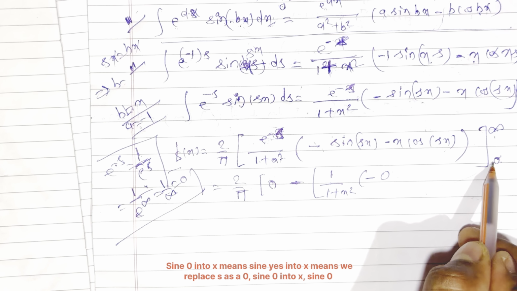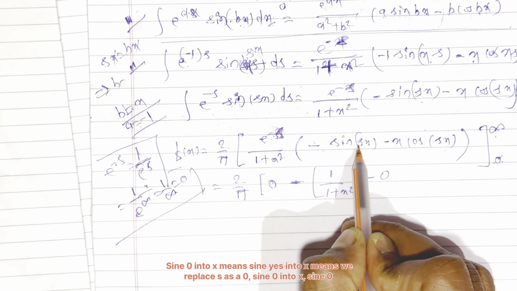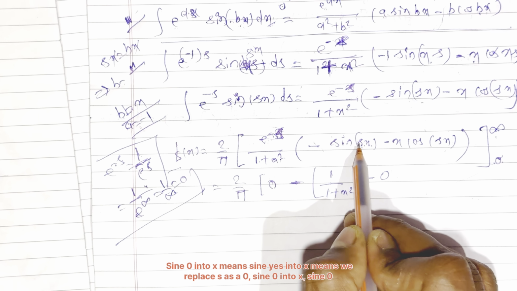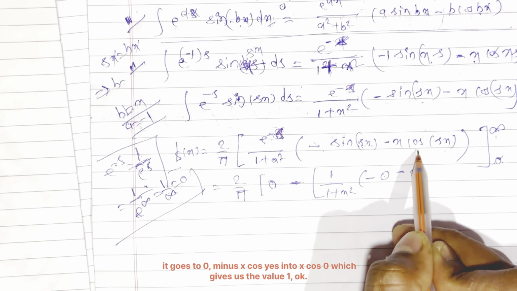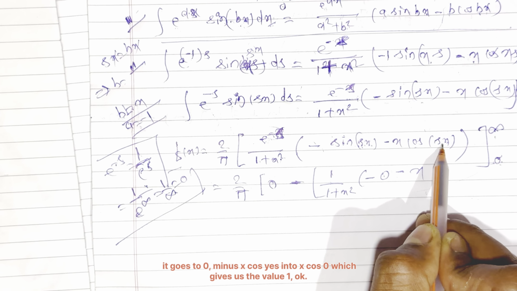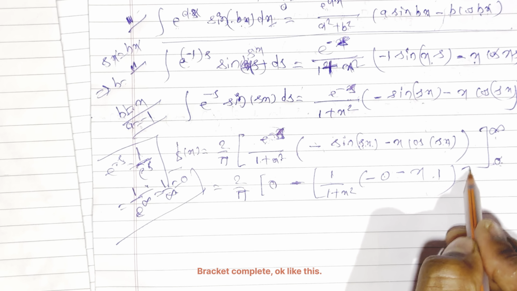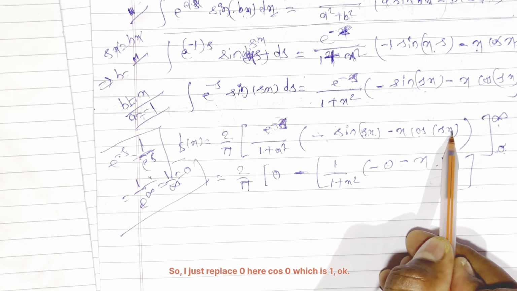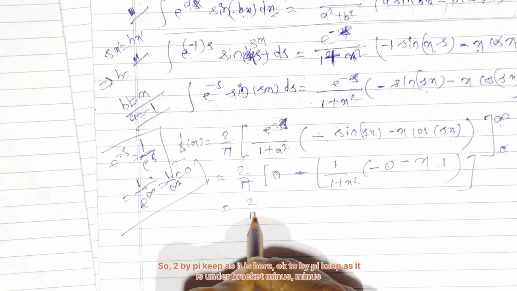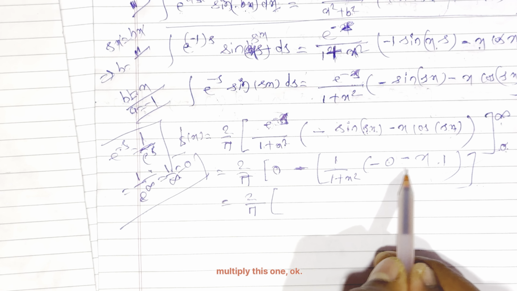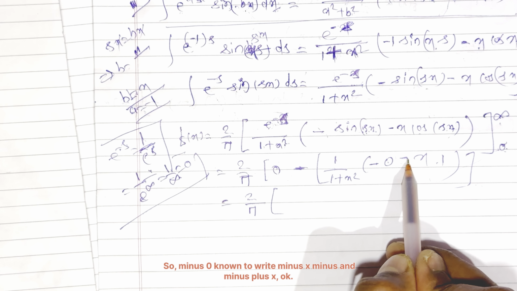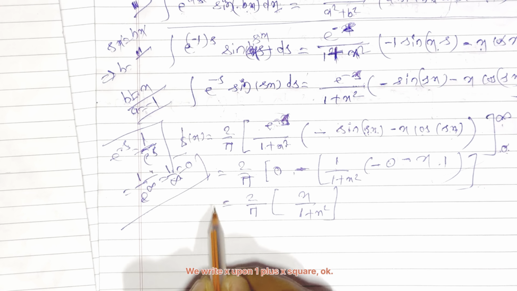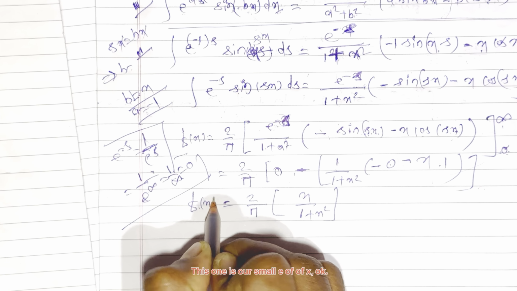Sine s into x, we replace s as 0. Sine 0 into x, sine 0 goes to 0, minus x cos s into x, cos 0 gives us the value 1, and the bracket is complete. So I just replace 0 here, cos 0 is 1. So 2 by pi keep as it is, under bracket minus multiply this one. So minus 0, no need to write, minus x, minus and minus make plus x. We write x upon 1 plus x square. This one is our small f of x.